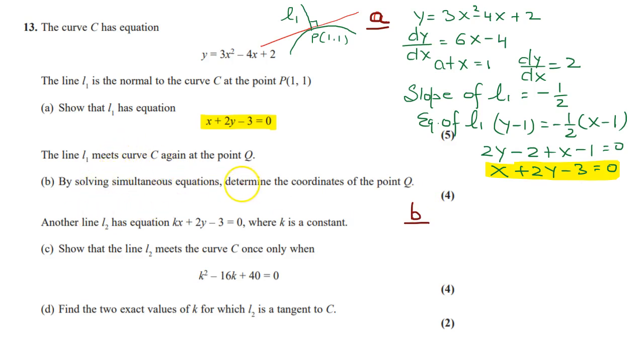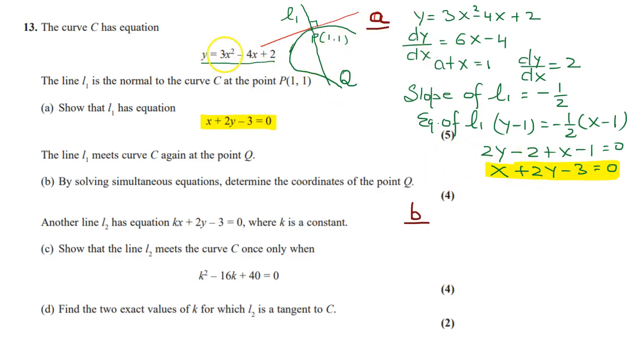By solving simultaneous equations, determine the coordinates of Q. Line L1 meets the curve C again at point Q. So we can say that suppose this curve is like this. So this line is meeting here at Q. Solve the simultaneous equations to find the coordinates of Q. Now this is the equation of the line and this is the equation of the curve.